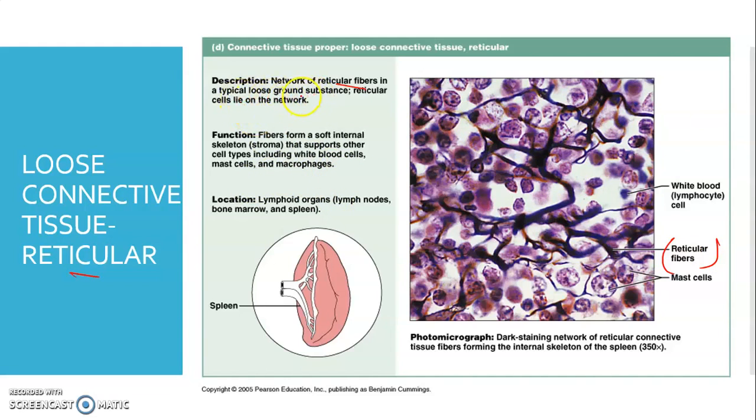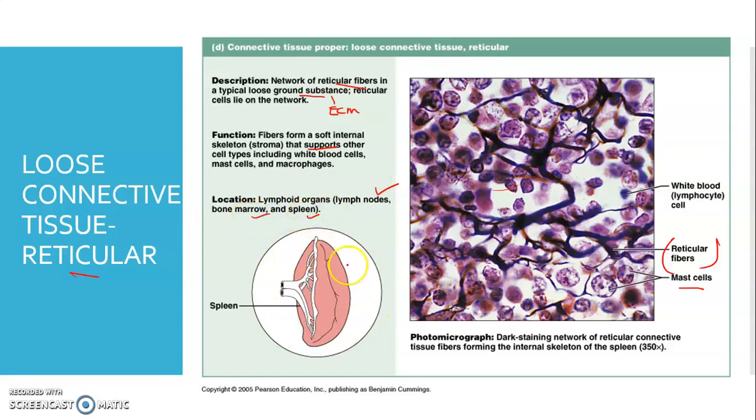This has a typically loose ground substance. Ground substance refers to the ECM, or extracellular matrix. It also consists of cells, which are the white blood cells or lymphocytes. This is the lymphocytes among the reticular fibers, and also the mast cells. As for the function, the fibers form a soft internal skeleton that serves as a support for other cell types, including the white blood cells, mast cells, and macrophages. That's why the location, it can be found at the lymphoid organs, especially the lymph node, bone marrow, and the spleen.